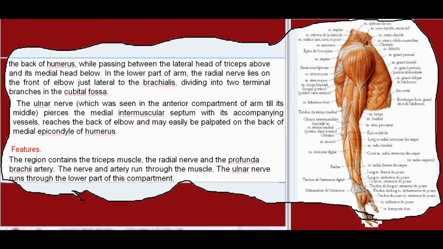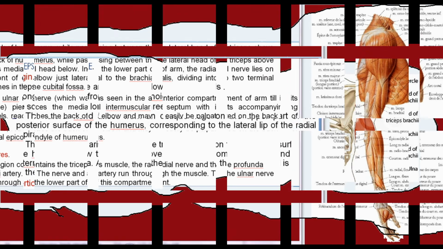In the lower part of the arm, the radial nerve lies on the front of the elbow just lateral to the brachialis, dividing into two terminal branches in the cubital fossa. The ulnar nerve, which was seen in the anterior compartment of the arm till its middle, pierces the medial intermuscular septum with its accompanying vessels, reaches the back of the elbow and may easily be palpated on the back of the medial epicondyle of the humerus. Features: the region contains the triceps muscle, the radial nerve and the profunda brachii artery. The nerve and artery run through the muscle. The ulnar nerve runs through the lower part of this compartment.